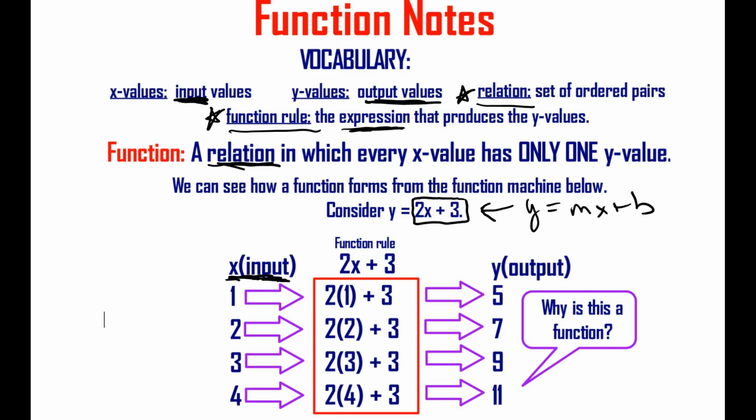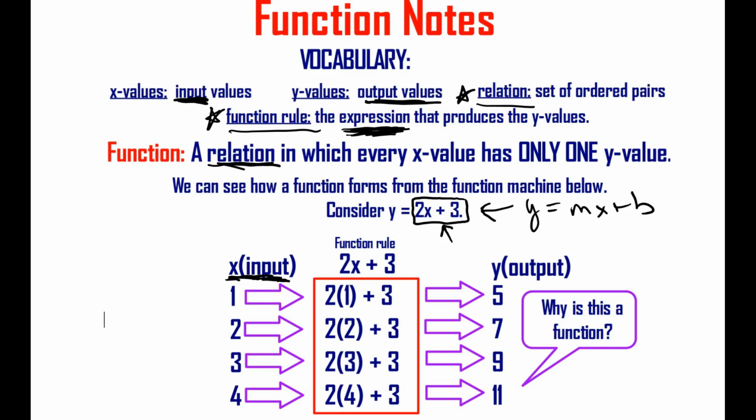When I input 2 into the function rule, remember, the function rule is the expression that produces the y values. The expression that produces the y values is 2x plus 3. So when I input 2 into the function rule of 2x plus 3, I get 2 times 2 plus 3, which is 7. Input 3, I get 2 times 3 plus 3 is 9. Input 4, I get 2 times 4 plus 3 equals 11.